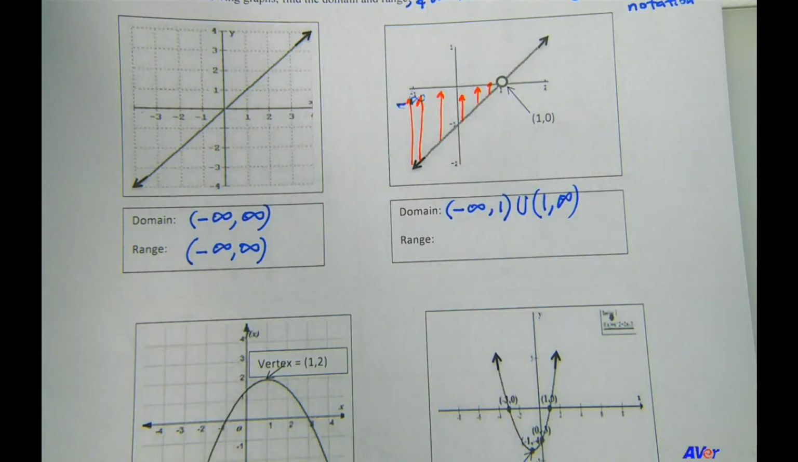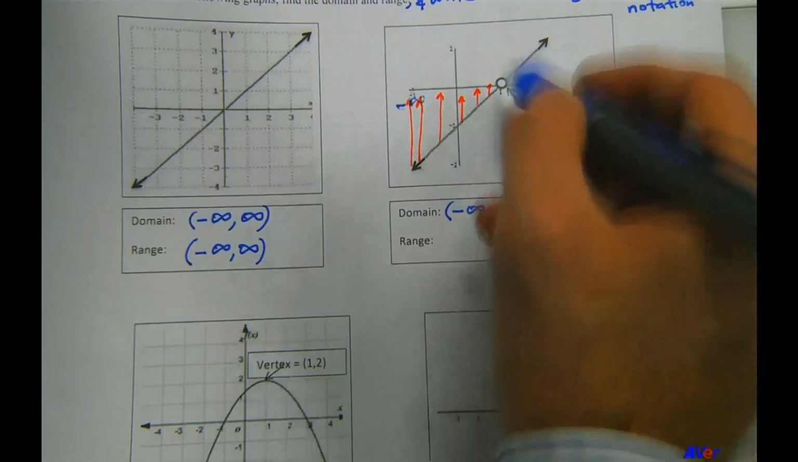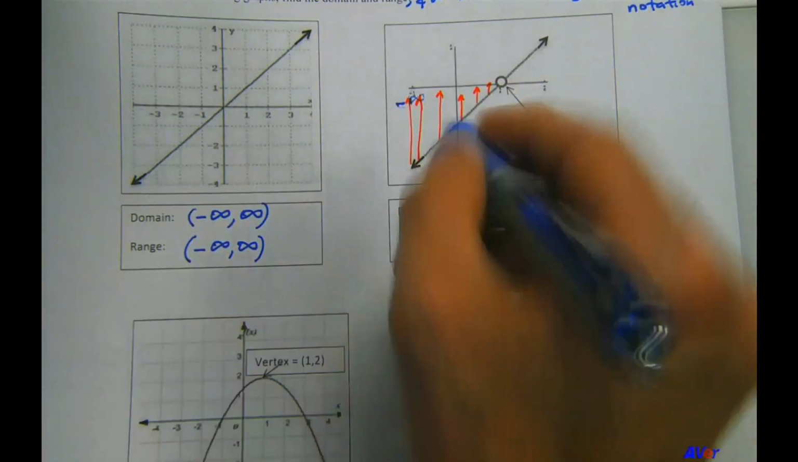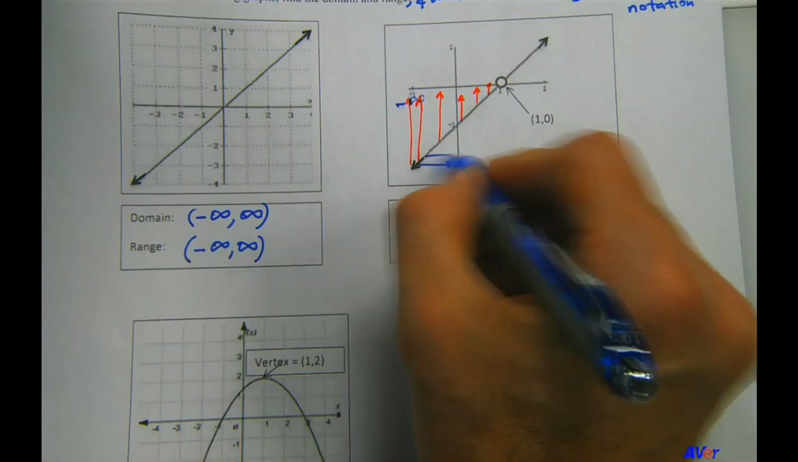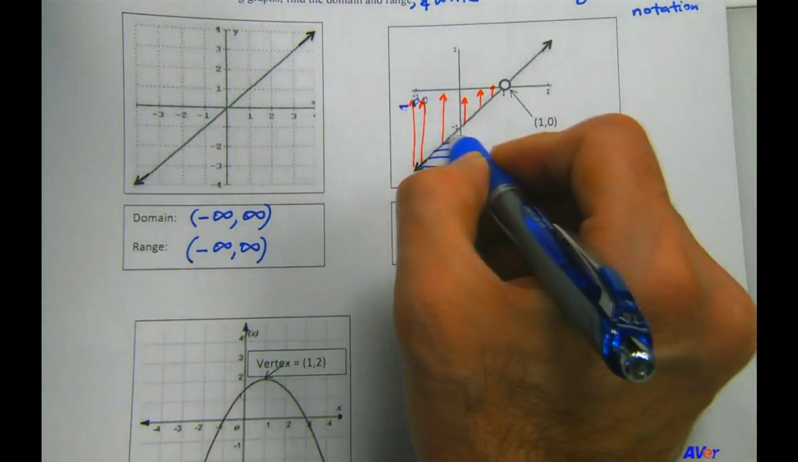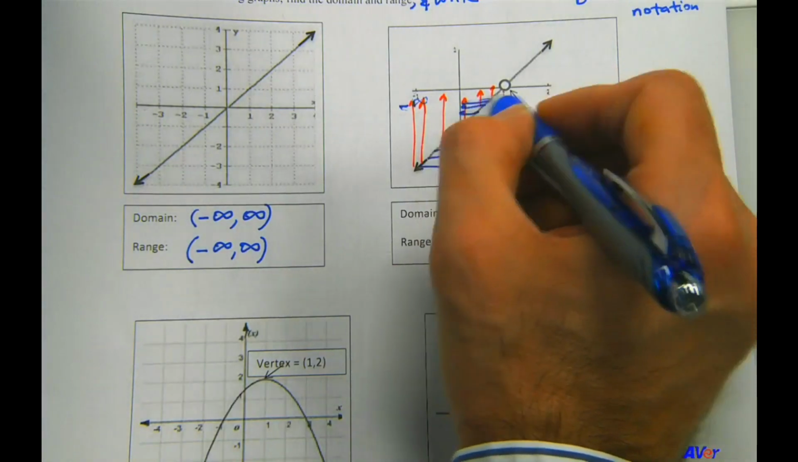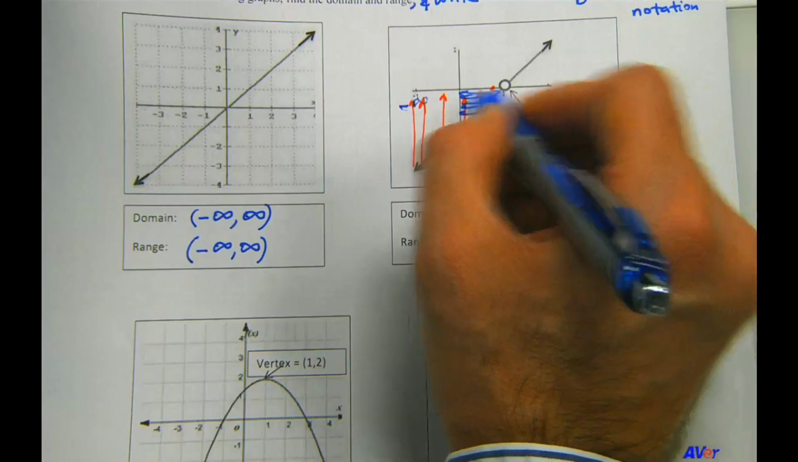We do the same thing. We force our eyes to look at the behavior of this graph with respect to the y-axis. Okay? So with respect to the y-axis, this graph is coming up from negative infinity, right? It's coming up with respect to the y-axis from negative infinity. There is no gap, no restriction.